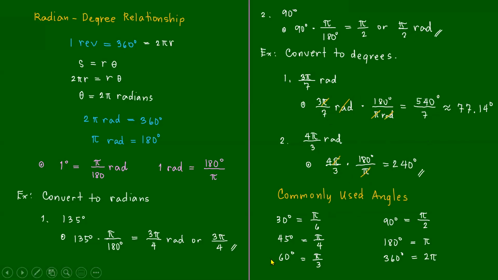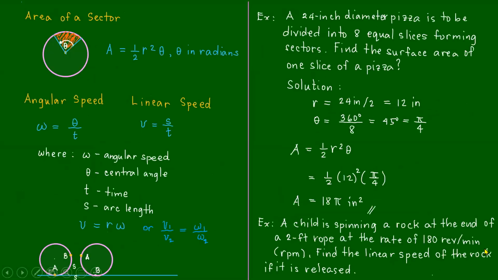So you should be familiar with the following angles. 30 degrees, that is pi over 6; 45 degrees, pi over 4; 60 degrees, pi over 3; 90 degrees, pi over 2; 180 degrees, pi; 360 degrees, 2 pi. A question, guys? Of course, no question.